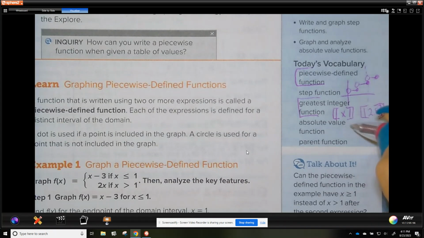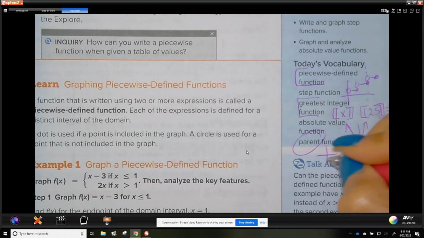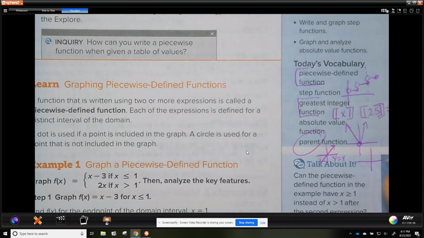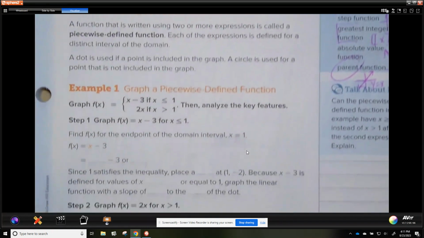Okay, absolute value function. This is the absolute value function. Actually, it's not that narrow, it's a little wider. And that is a parent function. Parent functions go through 0, 0, like a line with a positive slope, y equals x, or like x squared with no transformations. This is y equals x squared. And there are no transformations with a parent function. We'll be doing more of that in lesson 7. So let's just jump into it.